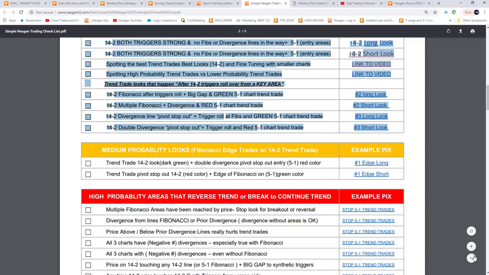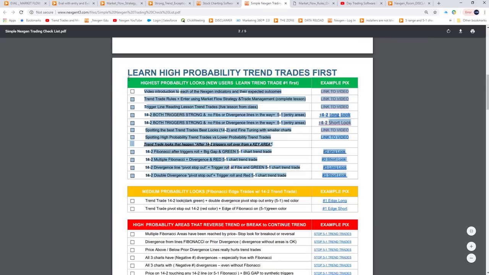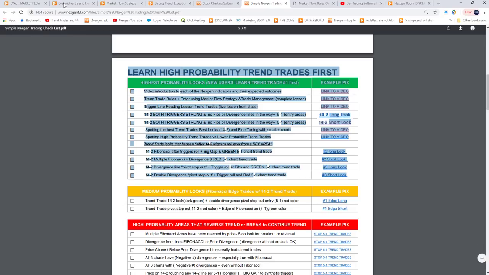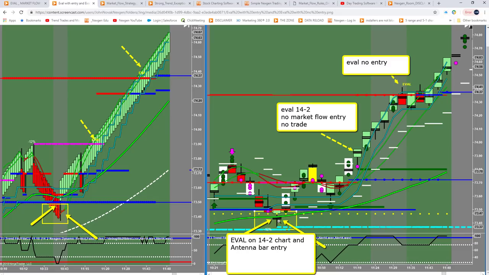So again, stay within this section of the plan first. If we get into a choppy market, you can take advantage of the evaluations at areas and the market flow for entry.